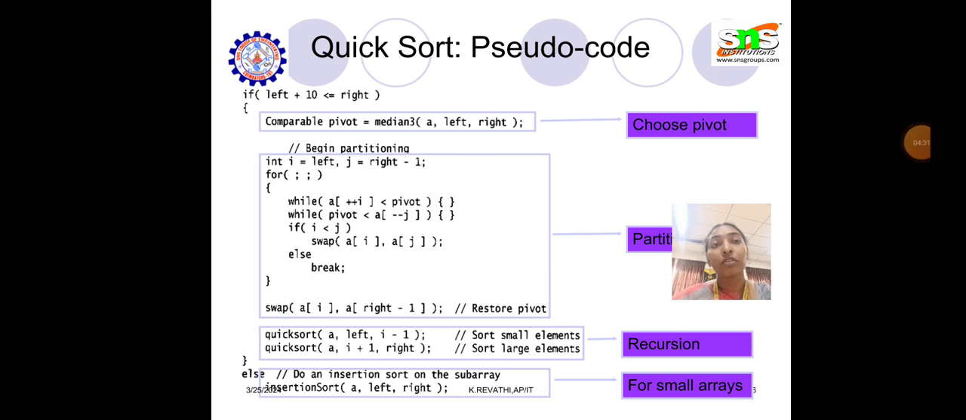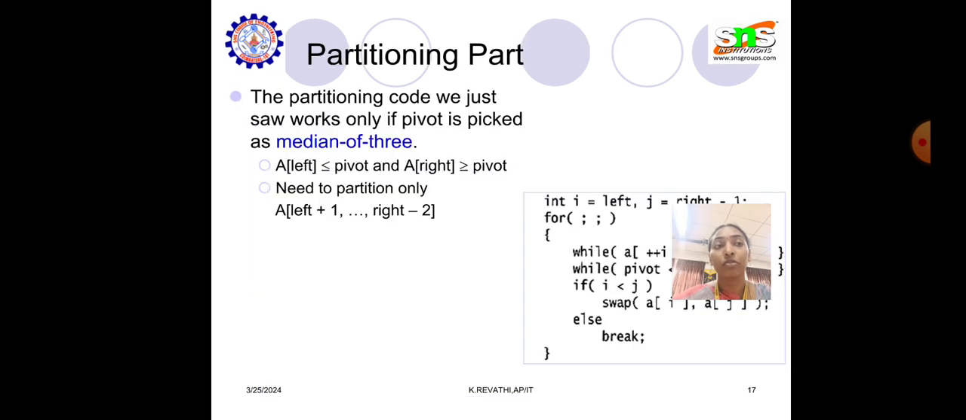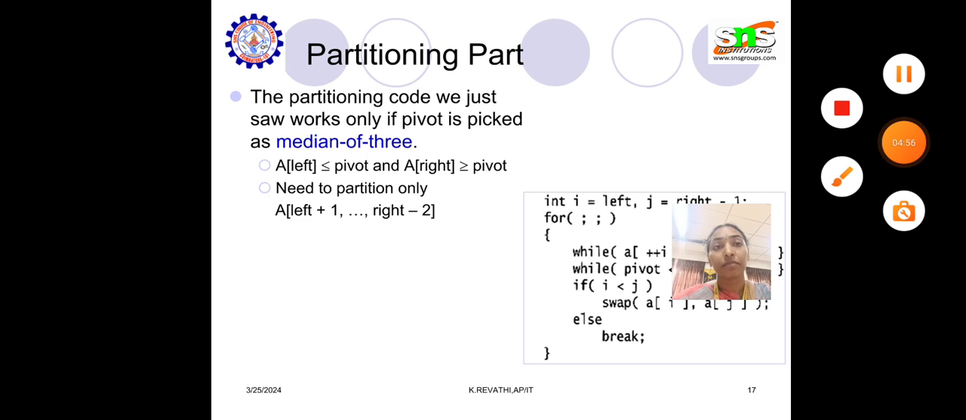This is the pseudocode for quicksort. If left plus 10 is less than or equal to right, then quicksort a, left, i minus 1, and quicksort a, i plus 1, right. Sort the smaller elements first, then sort the larger elements in the second call.